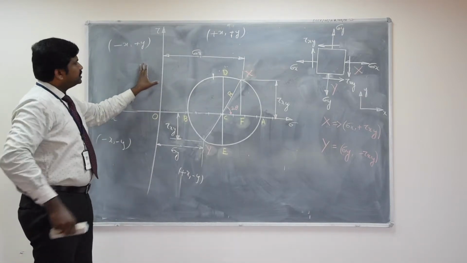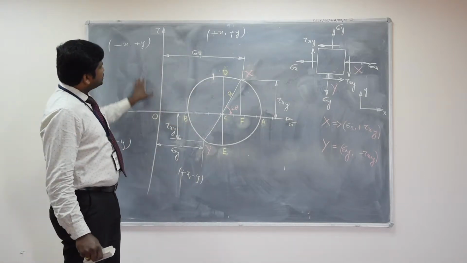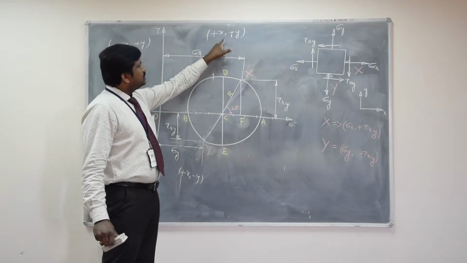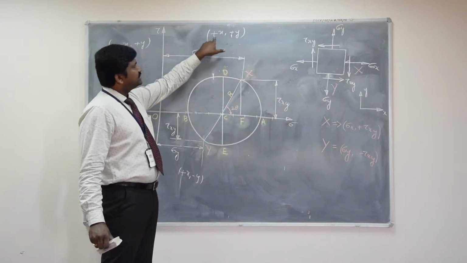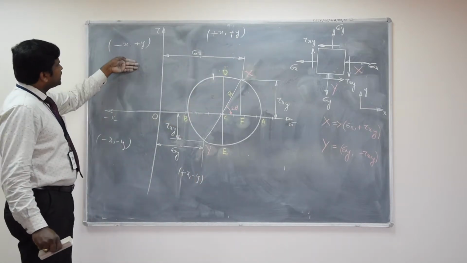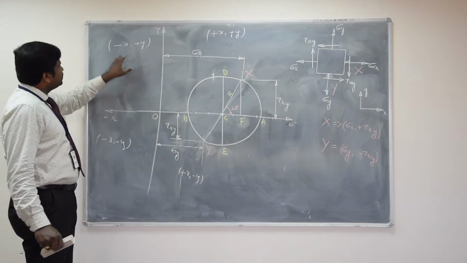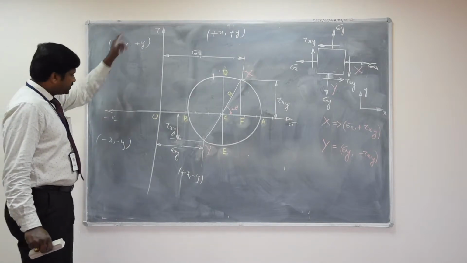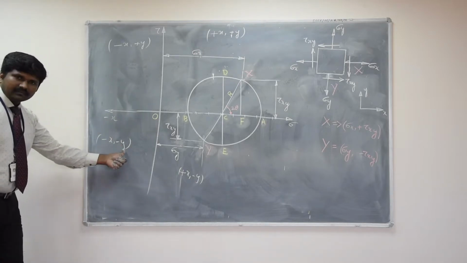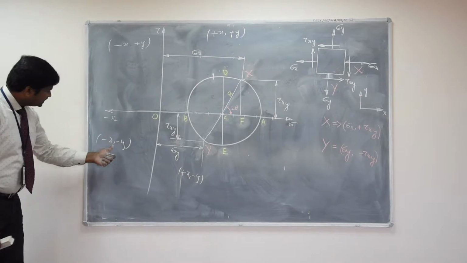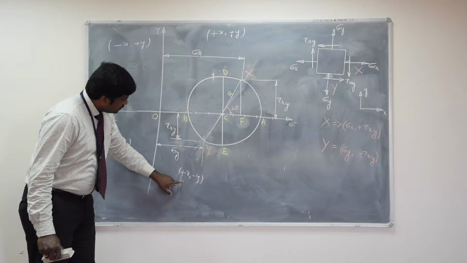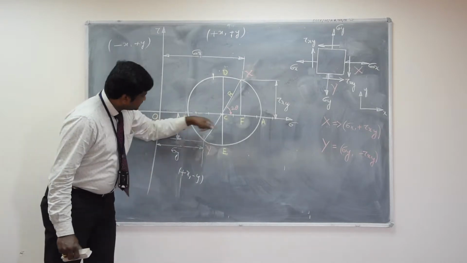The Cartesian coordinate system will have the coordinates, for example, this is the first quadrant, all the values here are positive, so we write them in the form of plus x and plus y. This is the second quadrant, so the coordinates in this quadrant will be of the form minus x, plus y. This is the third quadrant, minus x, minus y. And the coordinates in the fourth quadrant will be of the form plus x, minus y.